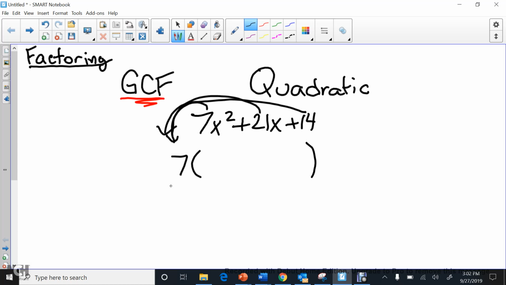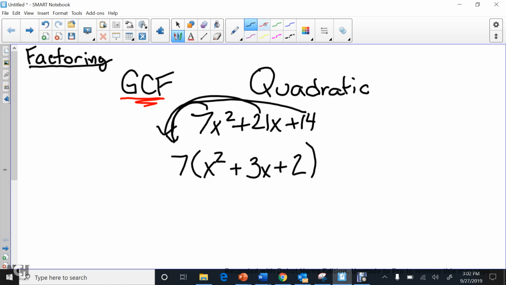Now that I've factored out a 7, I should write what remains. 7 divided by 7 leaves us with x squared. 21 divided by 7 leaves us with a 3. Our x is still there. And 14 divided by 7 leaves us with 2. I have successfully finished the greatest common factor. The way I know this is I check my terms inside the parentheses, and I realize they have nothing left in common.